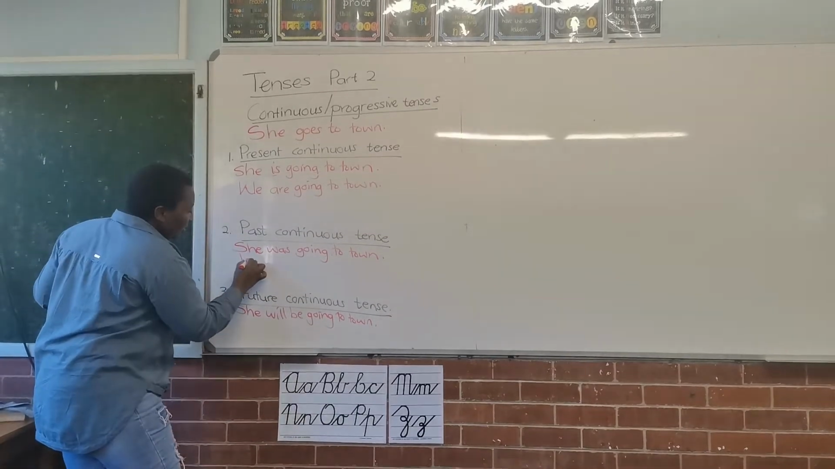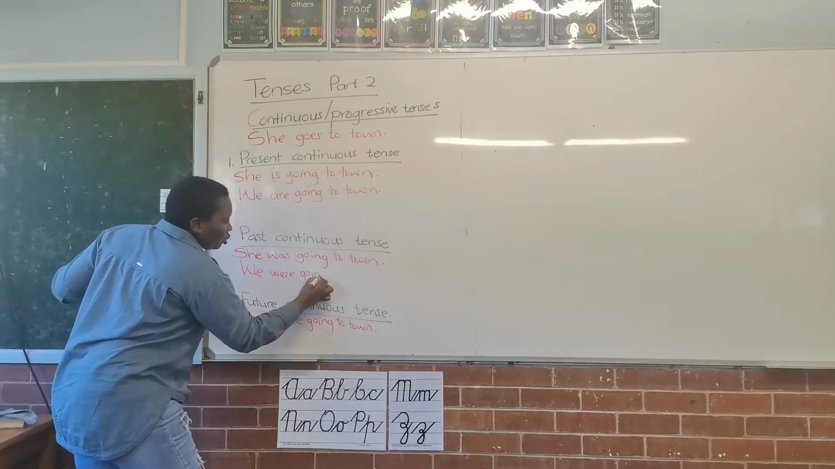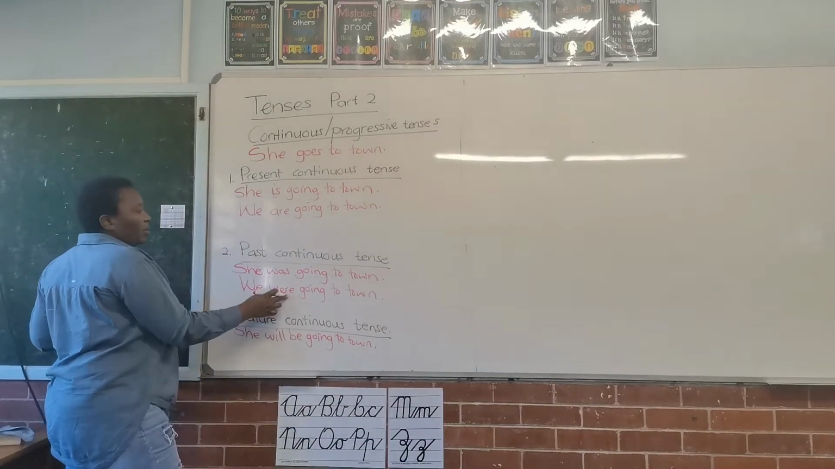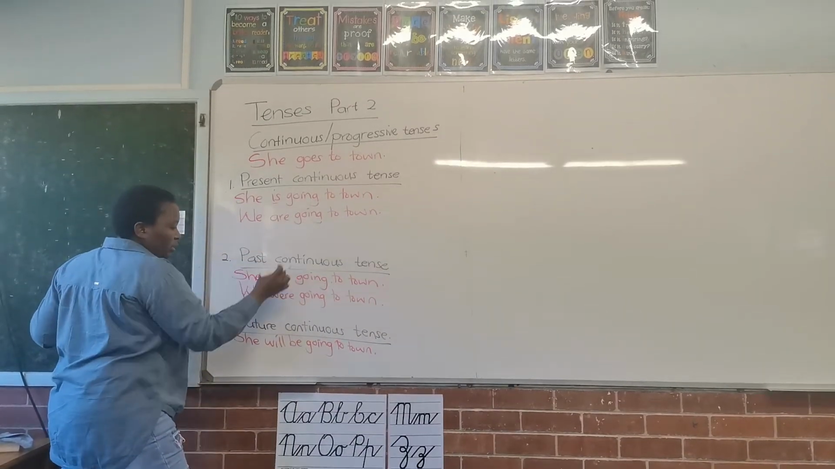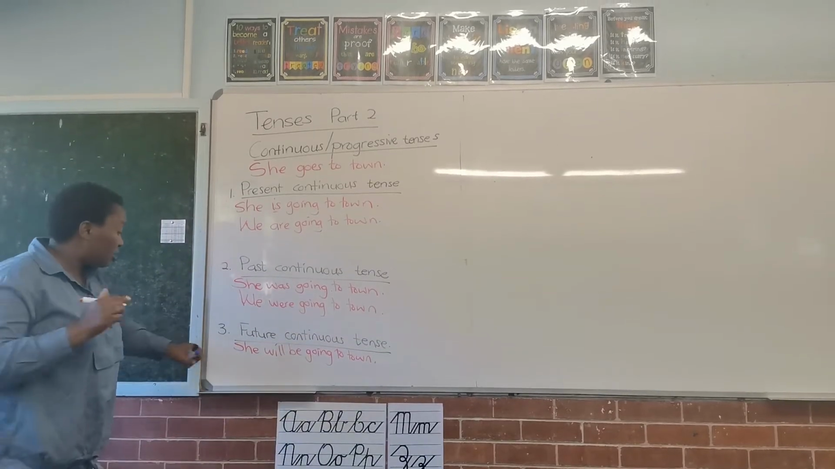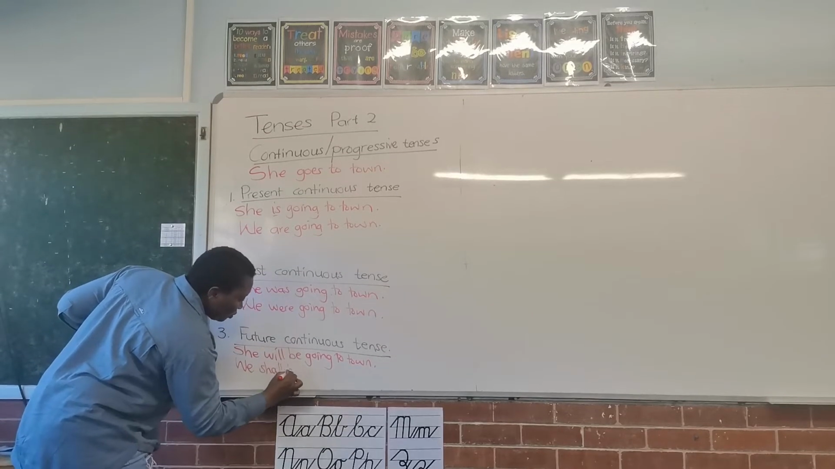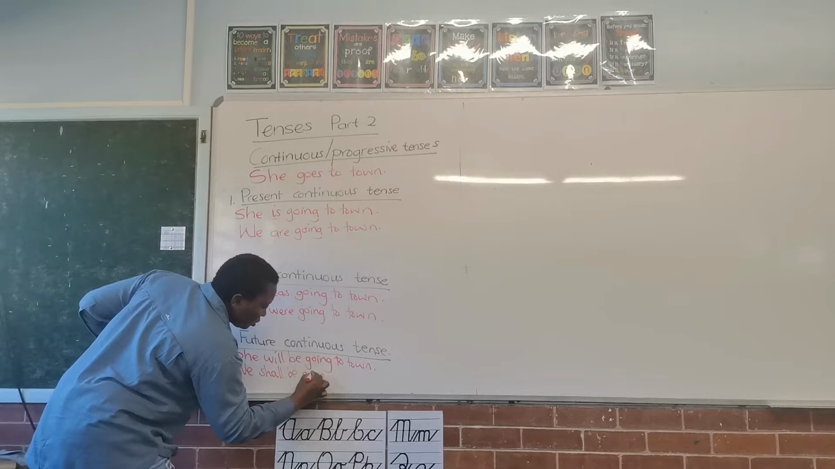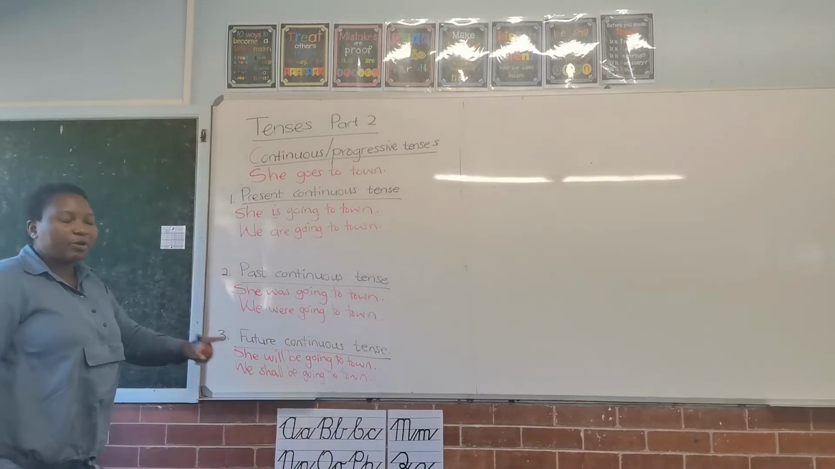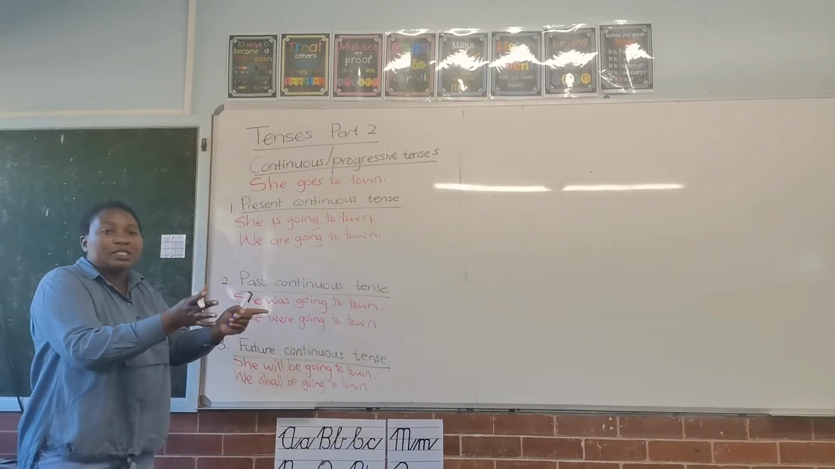Right, past continuous, it's going to say we were going to town. Were is in past, are present continuous, past continuous. Right, now we are moving on to future continuous. This one is going to say we shall be going to town. Because I'm also part and parcel of these people who are going to town, so I use what? Shall. I say she will because I won't be taking part.